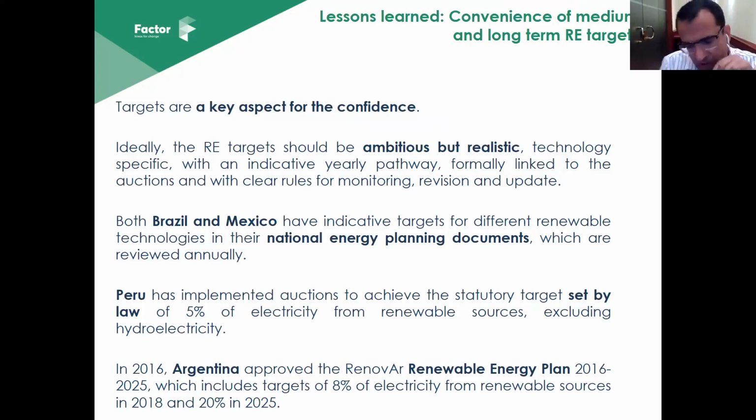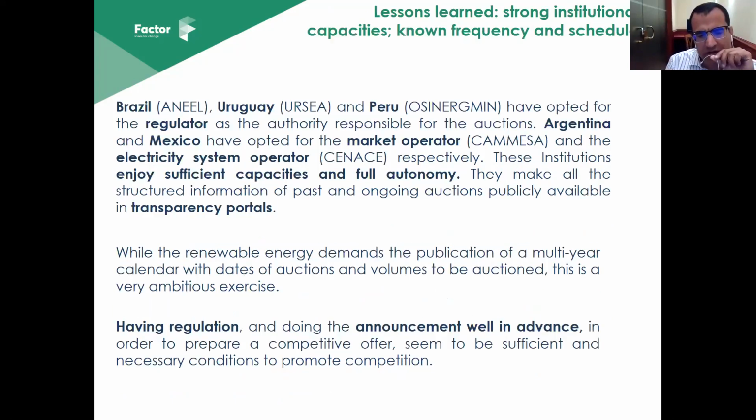Very interesting as well is that, to have a good running of the process, you have to have institutional capacity. The actor implementing the auction has to have autonomy first, and second, the financial and human resources to run and implement the auction. We see that the regulator is this actor in Brazil, Uruguay, and Peru. In Argentina it is the electricity market operator, and in Mexico the electricity system operator.